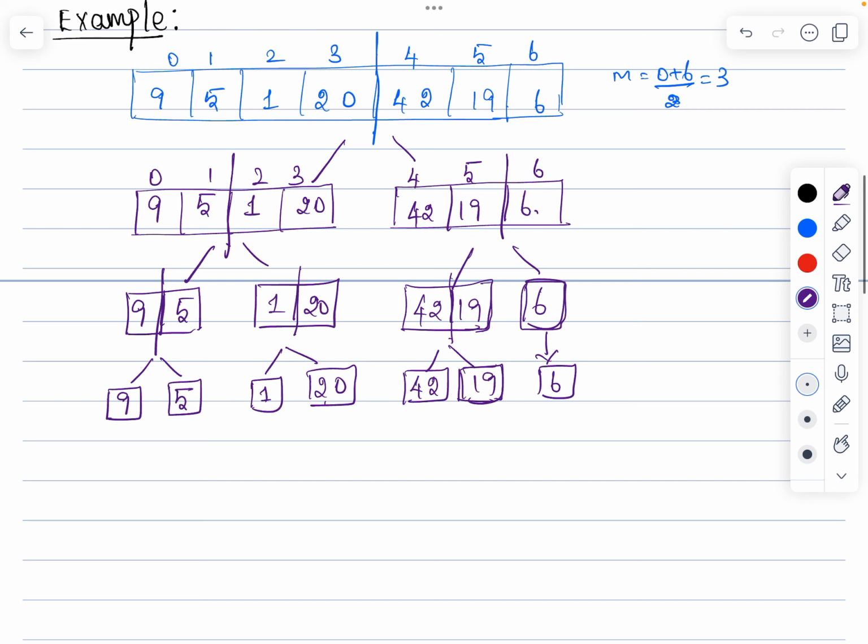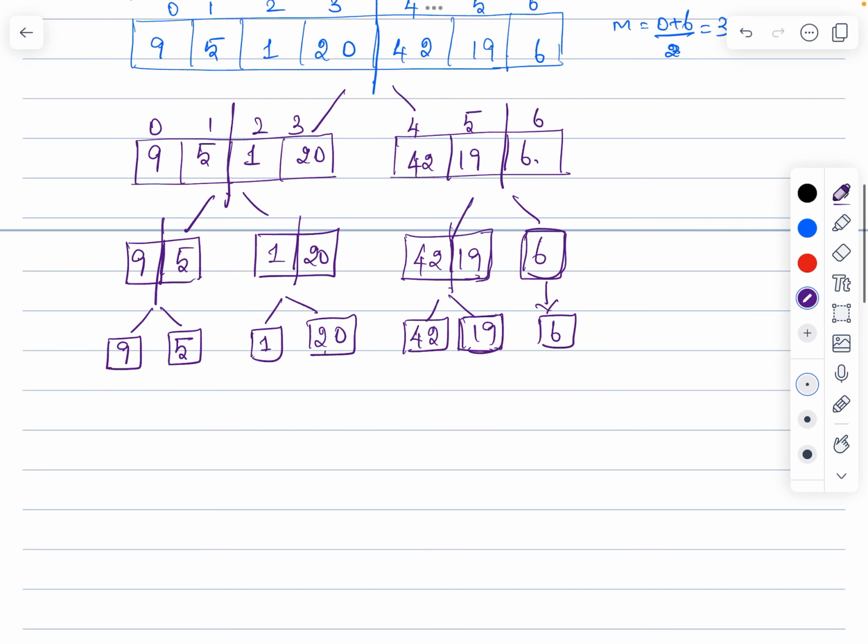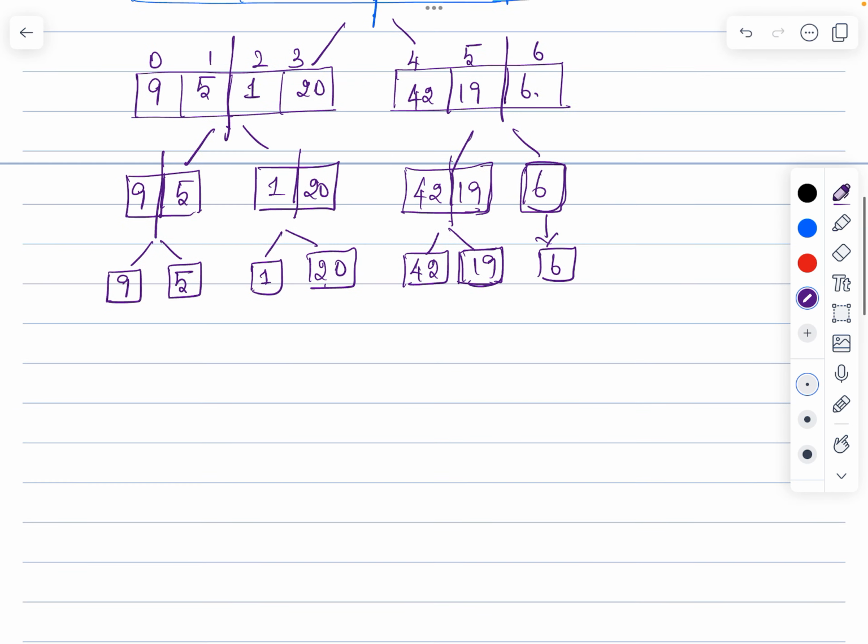Once the division part is over, the next step is going to be the conquer step. We are just going to start merging and sorting each and every list independently. Now start merging these two. I'll change the color: these two, then again these two, and again these two must be sorted.